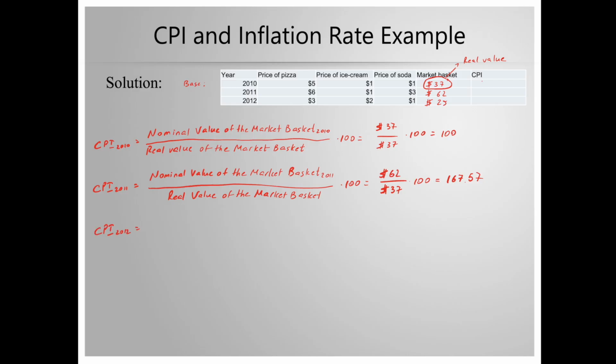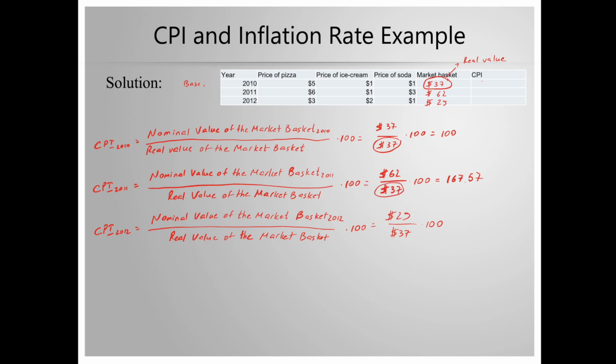Now let's calculate CPI in 2012. It is equal to nominal value of the market basket in 2012 over the real value of the market basket. That is equal to $29 divided by $37 times 100. Notice that when we calculate CPI, the denominator is always the same. It's just the real value of the market basket, which is the value of the market basket in the base year. So CPI in 2012 is 78.38.